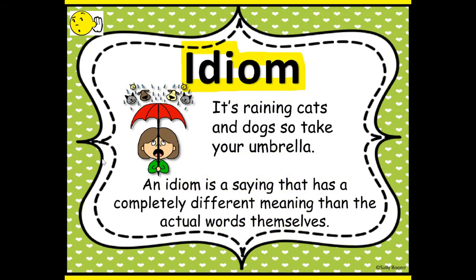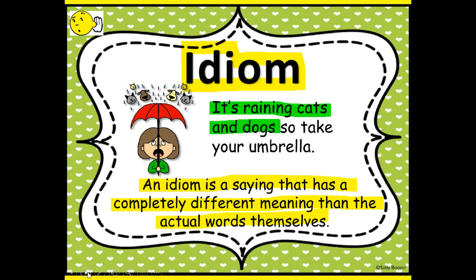Listen, an idiom. An idiom is a saying that has a completely different meaning than the actual words themselves. It's a type of figurative language, idiom. So here's an example of an idiom. It's raining cats and dogs, so take your umbrella. It's not literally raining cats and dogs, but it's raining very hard. So the idiom or phrase is, it's raining cats and dogs.